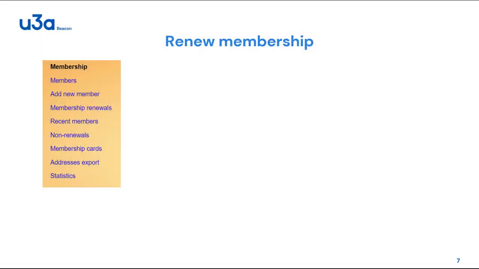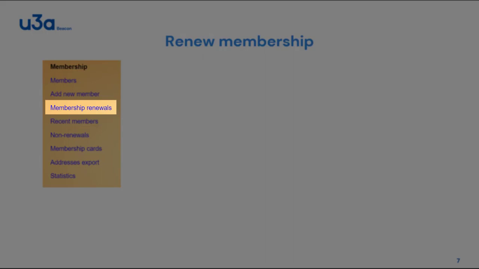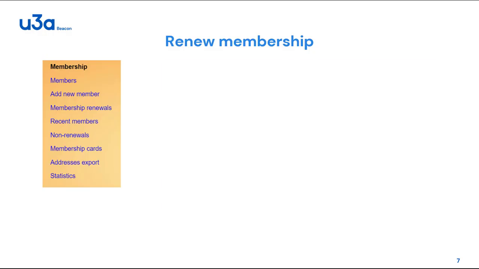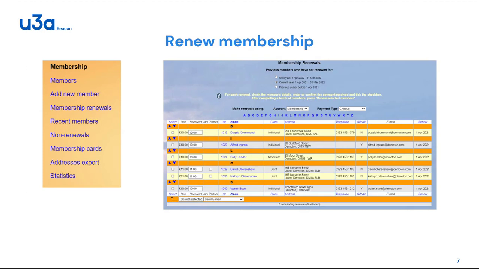To renew one or more members, select Membership Renewals under Membership in the main administration menu. This displays a list of both current and lapsed members. If your U3A operates a rolling membership year, in other words, where members are renewed on the anniversary of their joining, all current and lapsed members are shown.